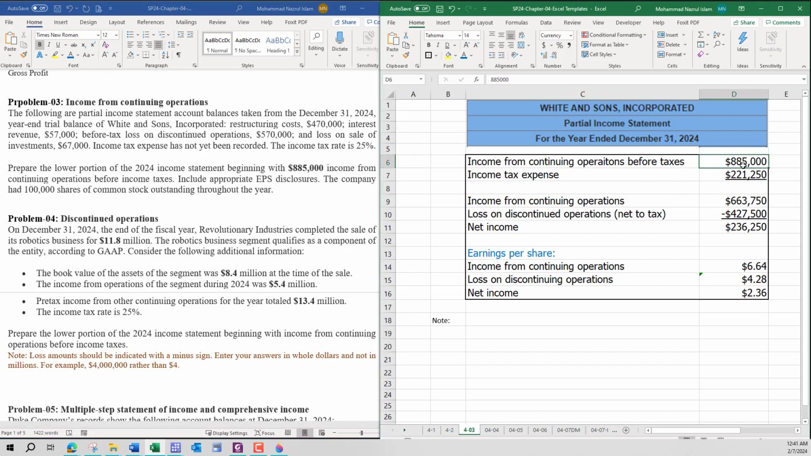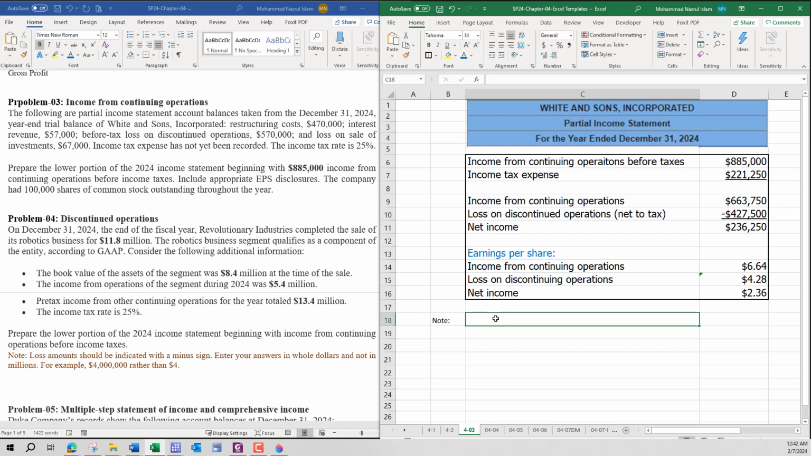So this is our 885,000. And total income tax expense should be 25% of this one. Income from continuing operations would be equal to the income less tax, so this should be equal to this minus this. And now the loss on discontinued operations.